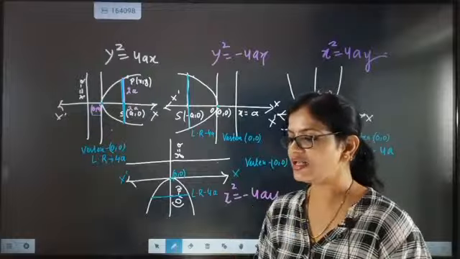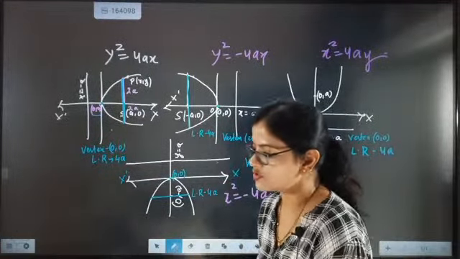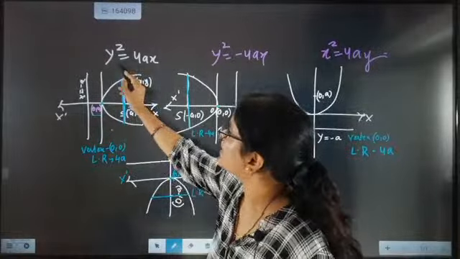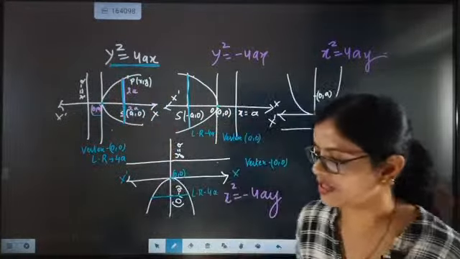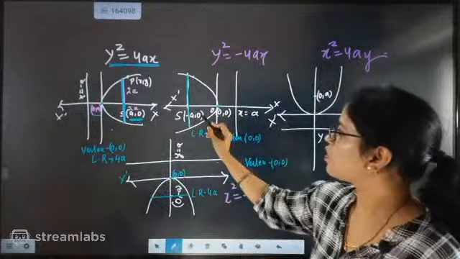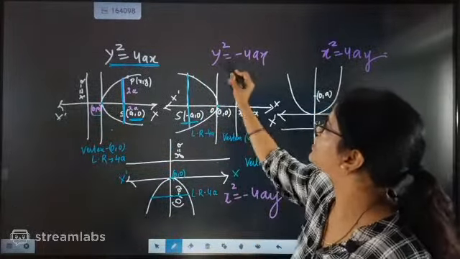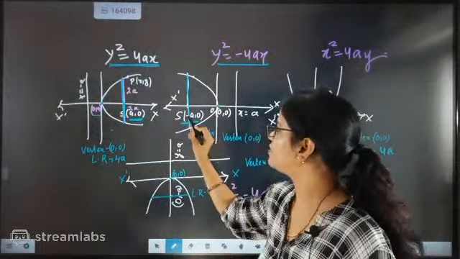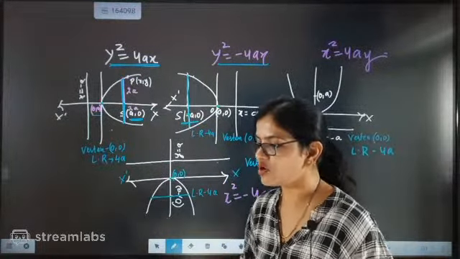Okay, so till here everybody understood. Then I am going to go towards the next point. Coordinates of the focus: you see here, when y square is equal to 4ax, then the coordinates of the focus will be a comma 0. When the parabola equation is y square equal to minus 4ax, then the focus point will be minus a comma 0.